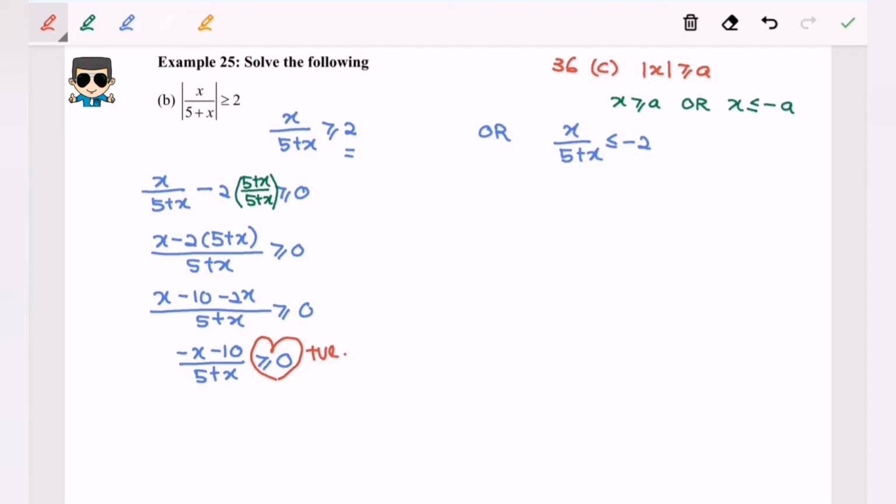Next is to split. So do remember, we have to assume always positive. So we will have greater than or equal to 0, but only greater than 0 for 5 plus x because it is a denominator. So finally, x will be less than or equal to negative 10 and x will be greater than negative 5.